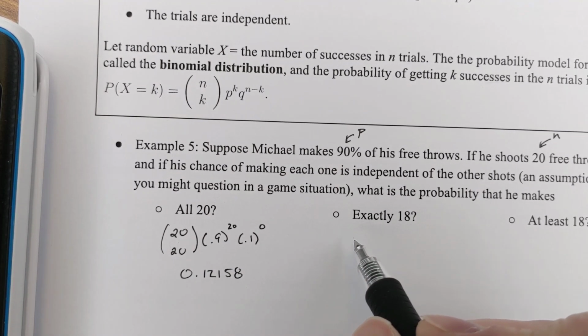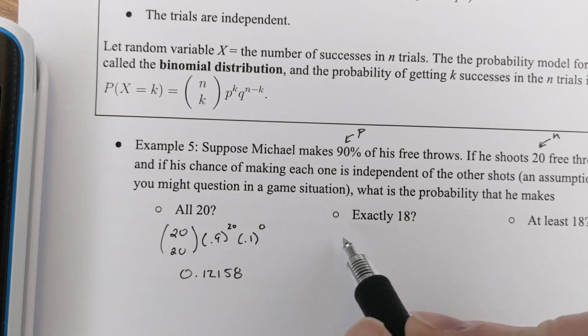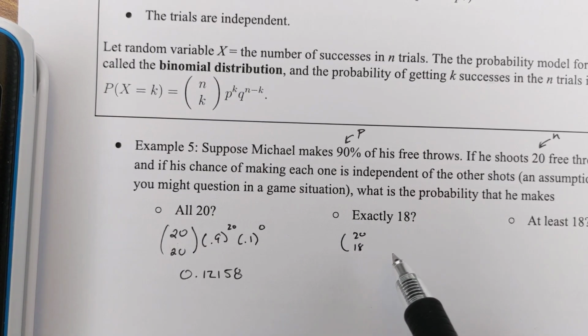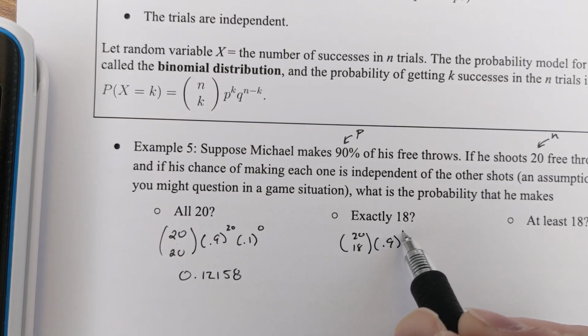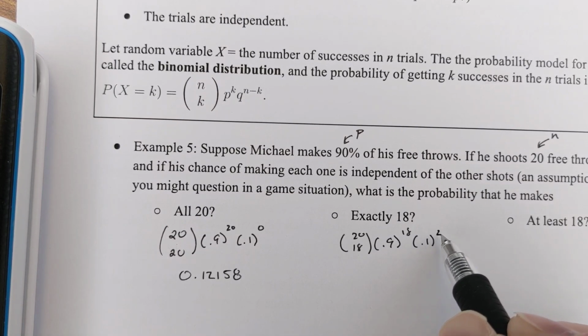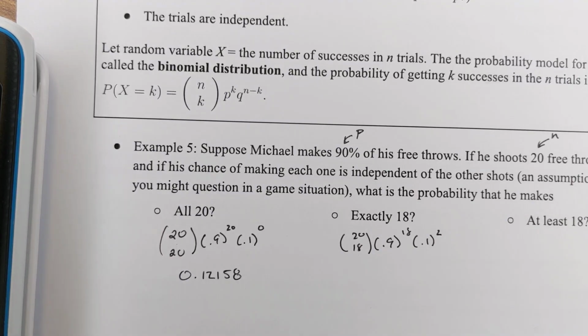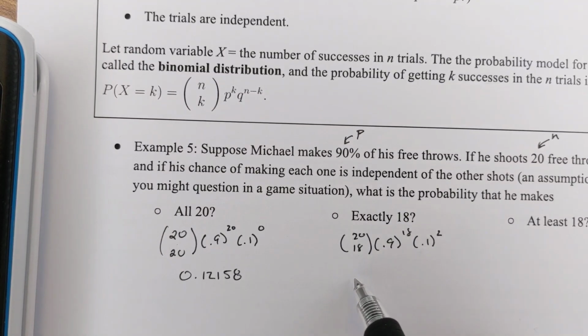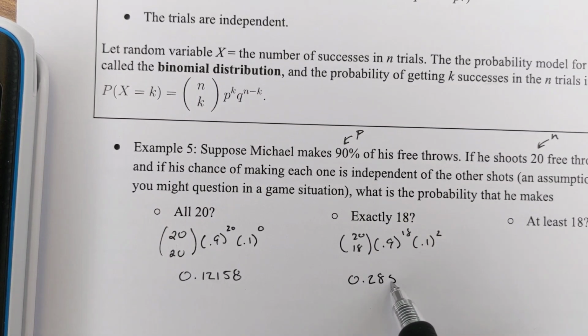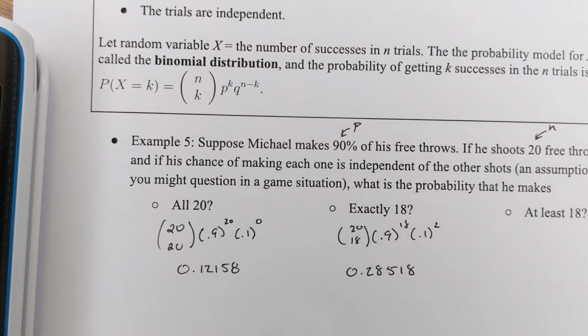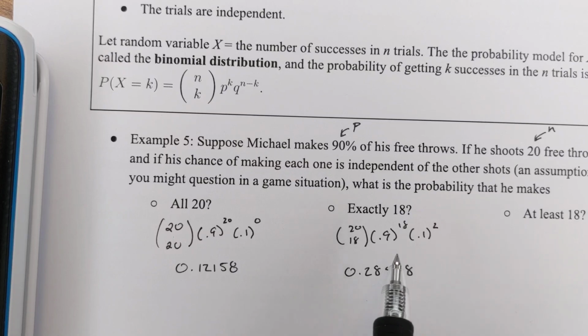Exactly 18. So out of the 20 shots, he needs to make 18. So 0.9 to the 18th, 0.1 squared, because he's going to miss 2 of them. So that's 20 choose 18 times 0.9 to the 18th times 0.1 squared. So this is 0.28518. So about a 29% chance that he makes 18. So obviously it should get bigger as you go smaller.